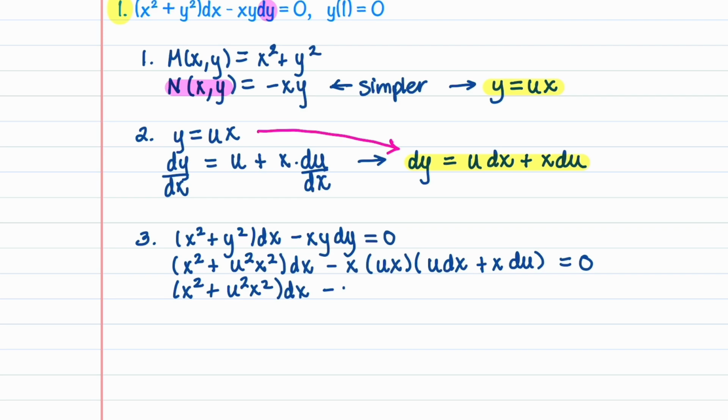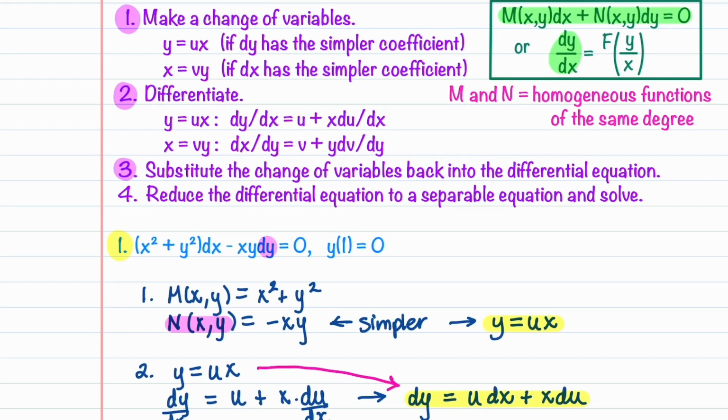This becomes minus x squared u squared dx minus x cubed u du. And that's equal to 0. Notice that this term is going to cancel with this term. And this gives us x squared dx minus x cubed u du is equal to 0. Now let's go back up and look at our fourth step.